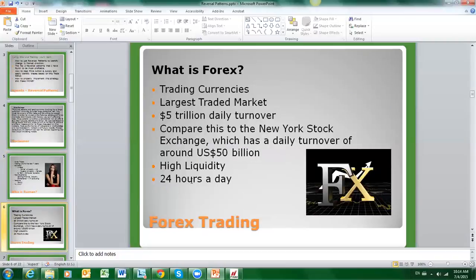All right, so let's take a look at what is Forex. For people who may be new to this field, I'll just quickly cover what the industry is about, and then we'll go into the reversal patterns. So first of all, Forex is trading currency, short for foreign exchange. It is the largest market today.